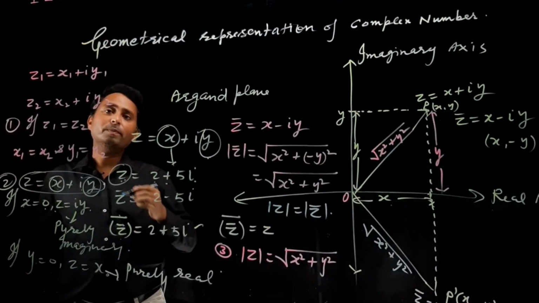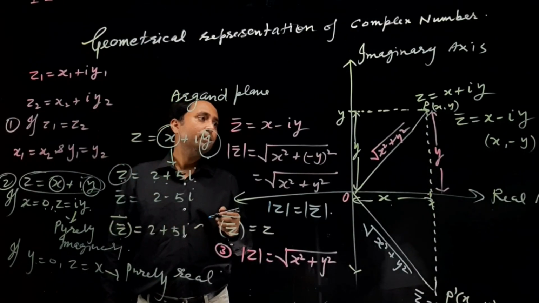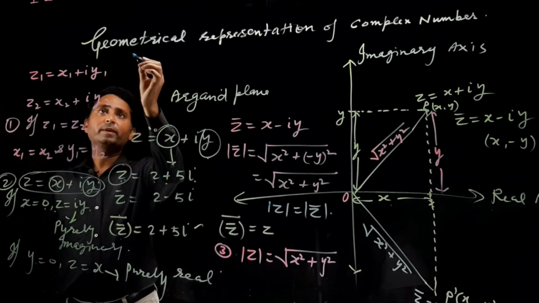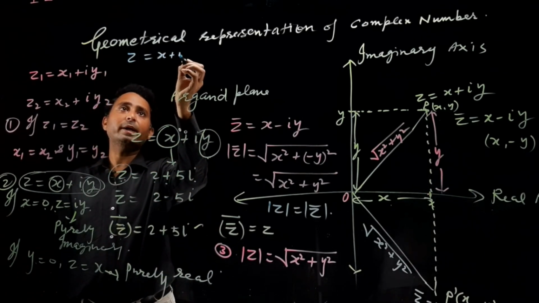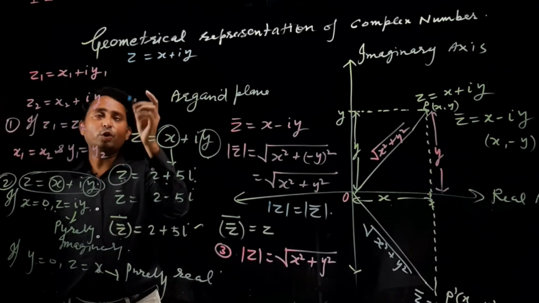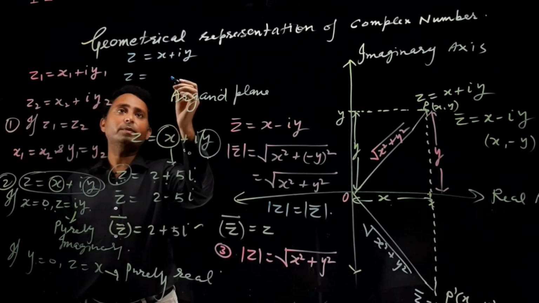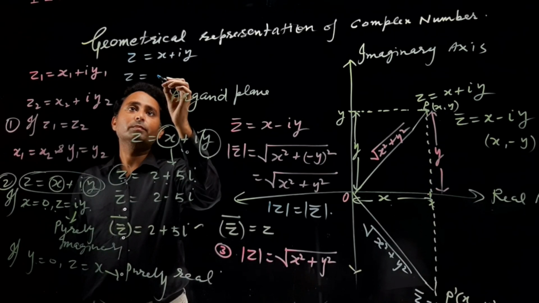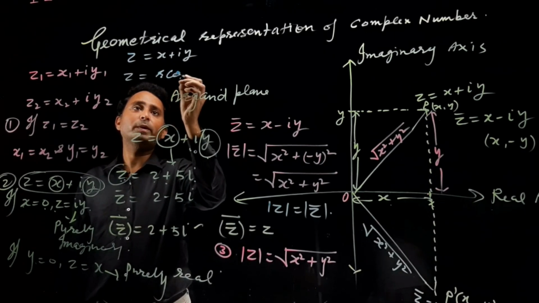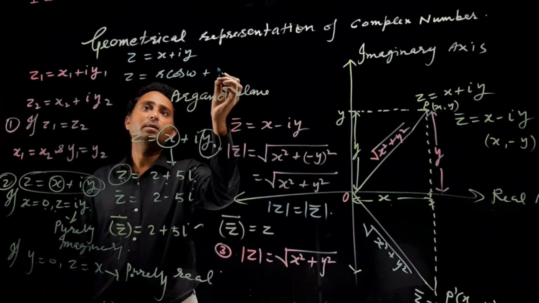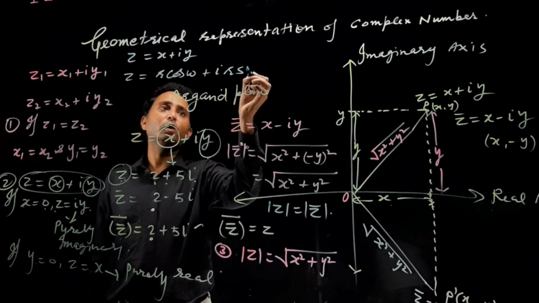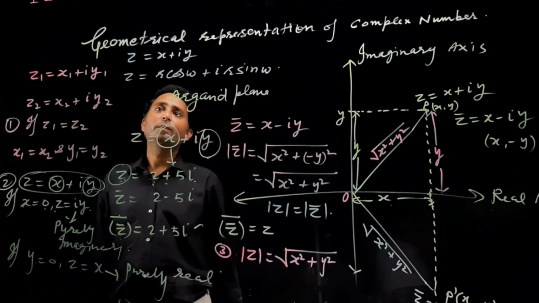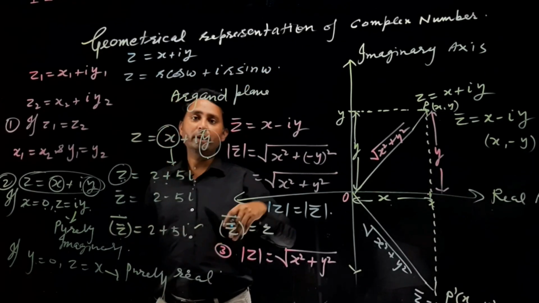Any complex number can be represented in polar form also. Suppose z equals x plus iota y, then in polar form this complex number can be represented in this form: r cos theta plus iota r sin theta. We will discuss this form in the next video.